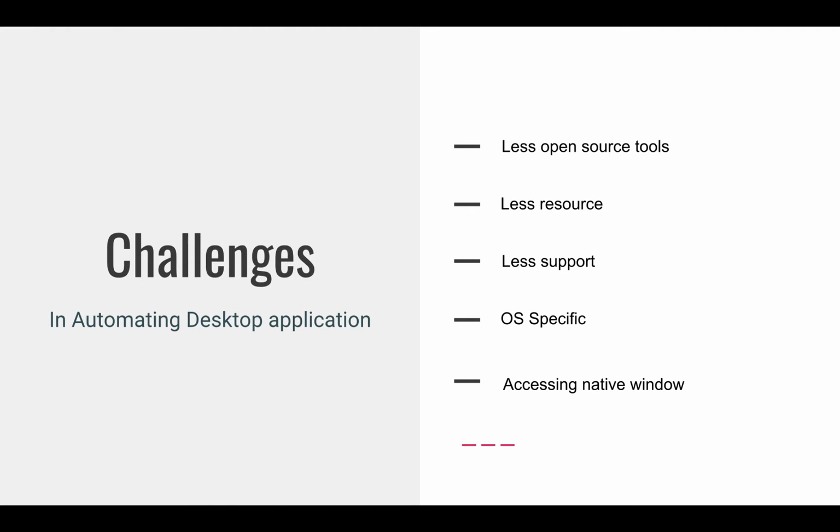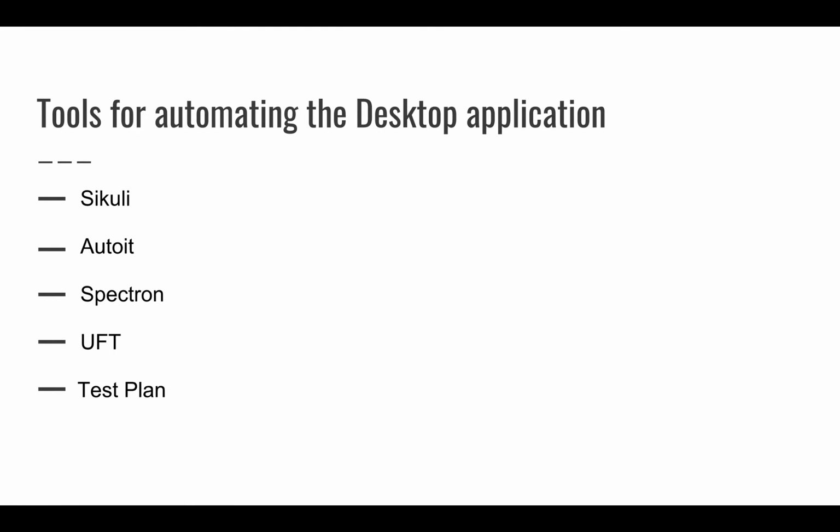In the coming slide, if you see, there are many tools available for automating a desktop application. For example, the first one is Sikuli. Sikuli is basically an image recognition tool. When you capture the image of something and automate it to look for the image, if the image is there, it will do its own process. But what if the image changes?